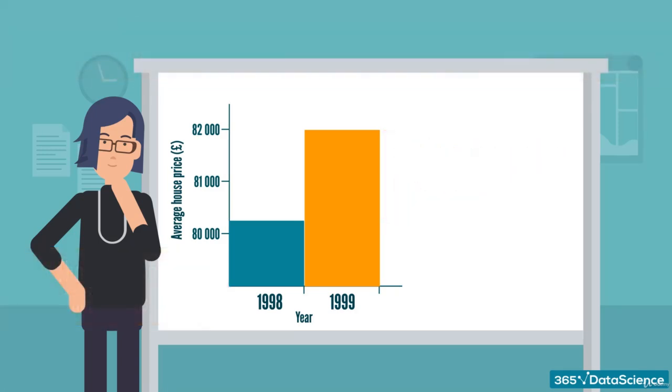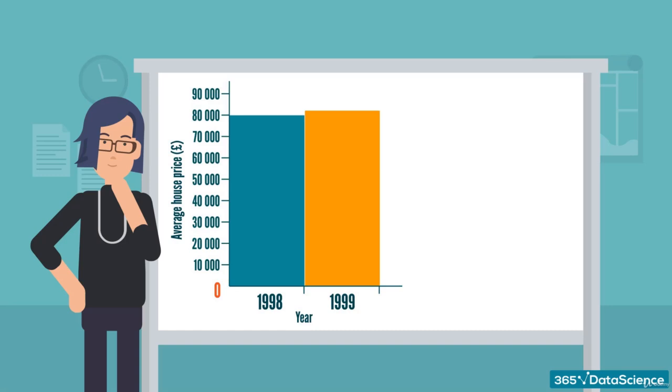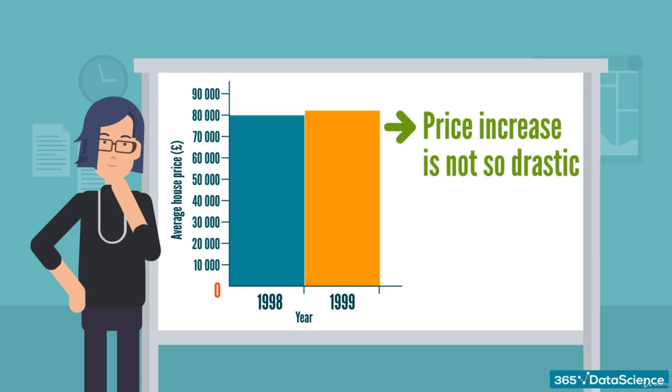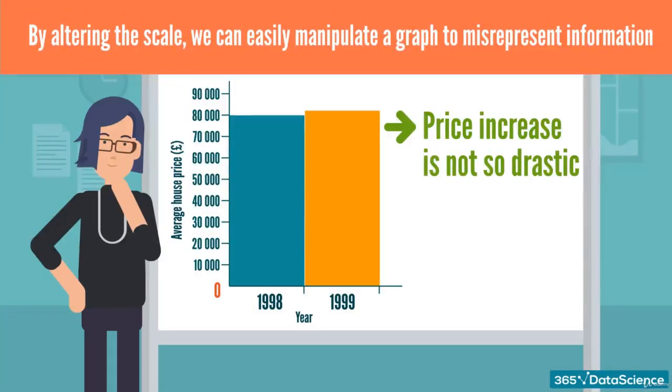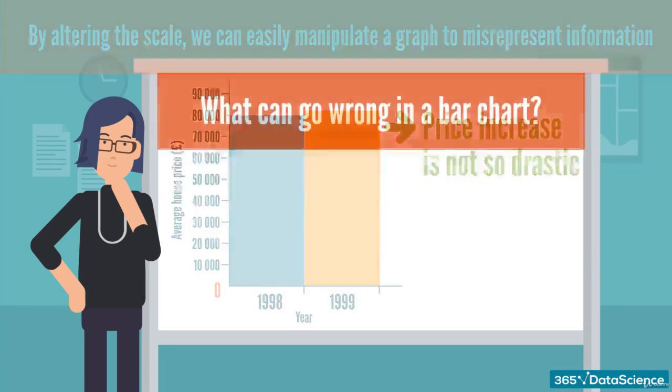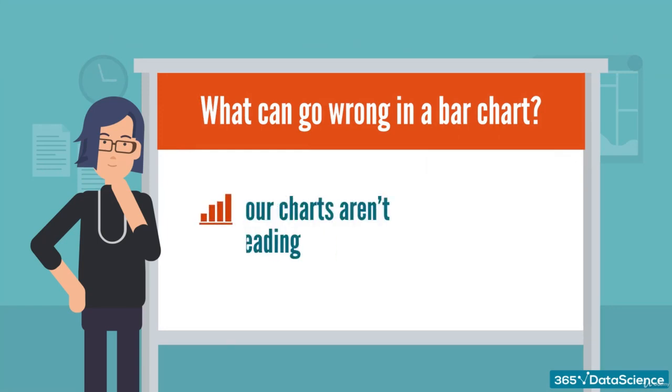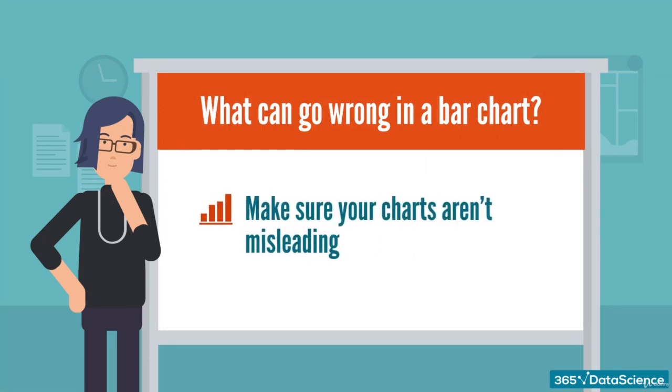If we show the same information, but this time with a scale from 0, it tells quite a different story. There is an increase in house prices. However, it isn't as drastic as the first chart would have us believe. By altering the scale, we can easily manipulate a graph to misrepresent information. Of course, this can happen by accident. That's why it's always important to make sure our charts aren't misleading.